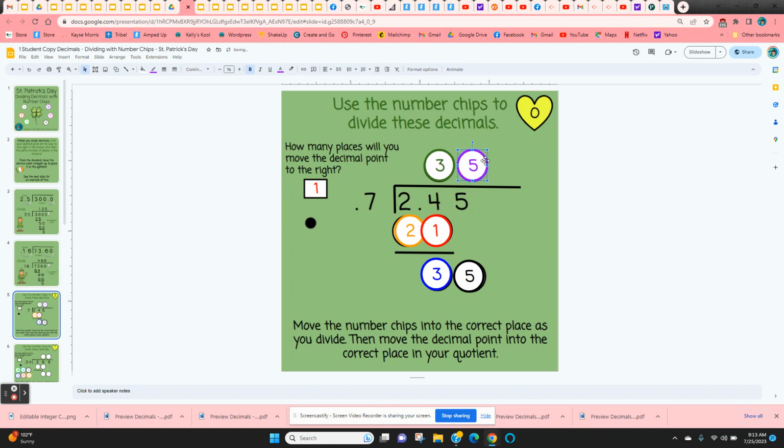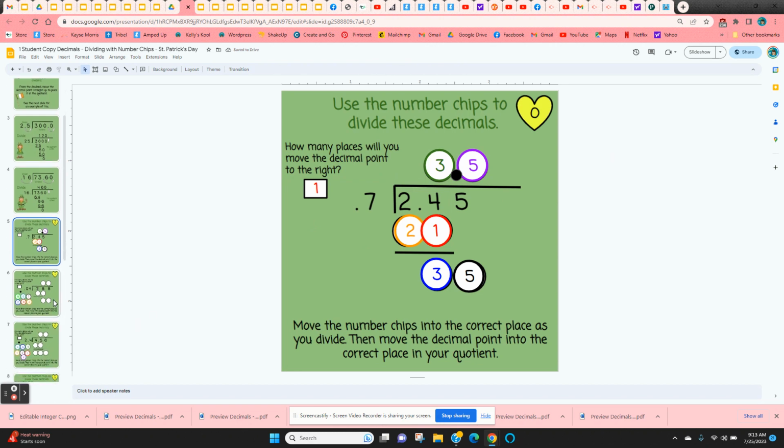And now they have to place the decimal point. So if they had to move the decimal point one place to the right, it's going to be one place to the right here in the dividend, and then it goes straight up. So the answer, 3 5/10.